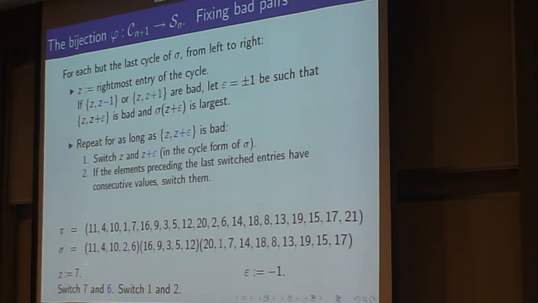Okay, so that's good. But there's another problem that could have happened. When I switch this 6 with this 7, I didn't check if this 6 with 5 was creating a bad pair.